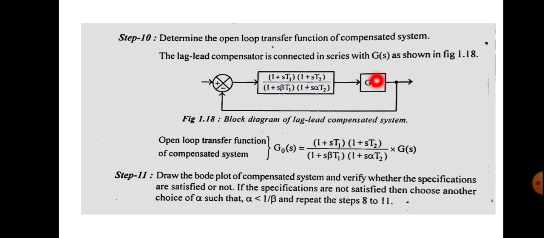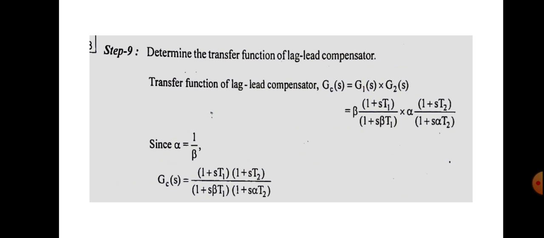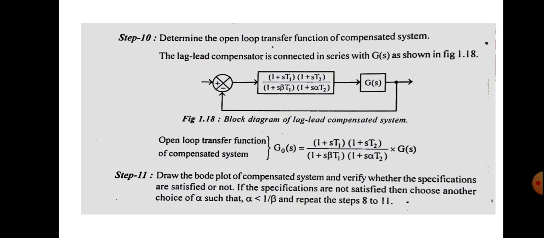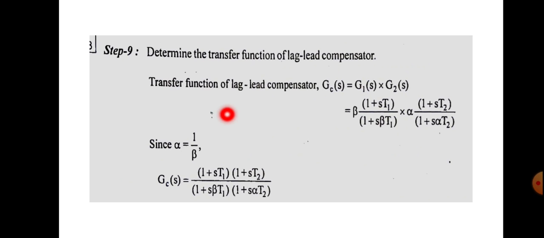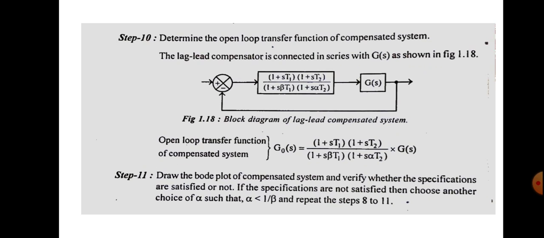Once you obtain this value, you have to draw the Bode plot of this compensated system and verify whether the specifications are met or not. If it is not met, then you have to choose another value of alpha. Alpha should be less than 1 by beta, and you then repeat steps 8 to 11. That is the thing.